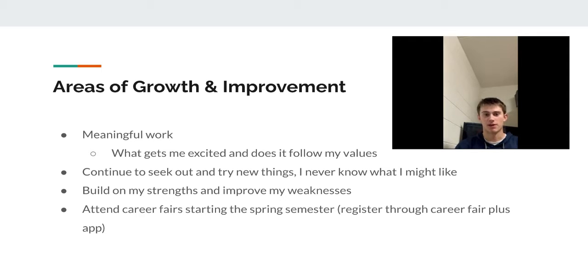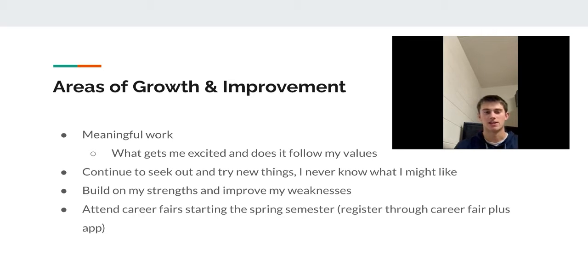I think I can do this by seeking out and trying new things, because yes, I may be comfortable with something, but it may become repetitive and boring. I want to find a career path and things that I like to do, because at the end of the day, I never know what I might like. By trying something new, I'm exposing myself to new things, new people, new areas.